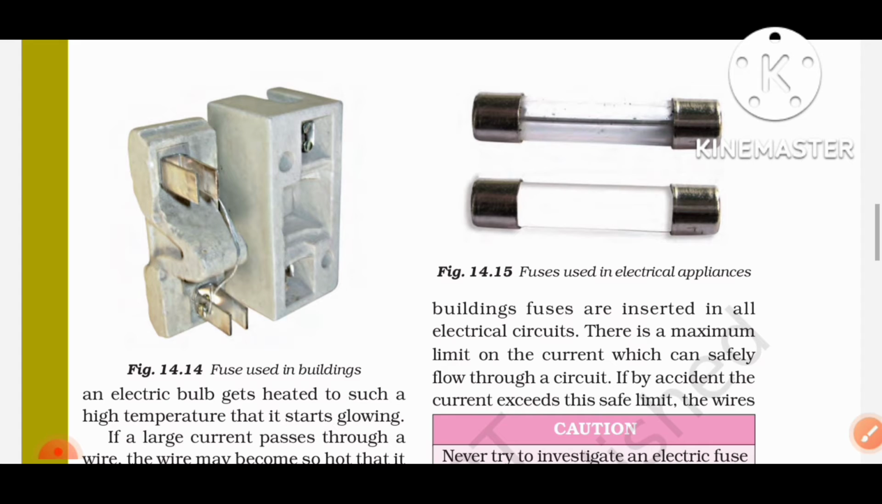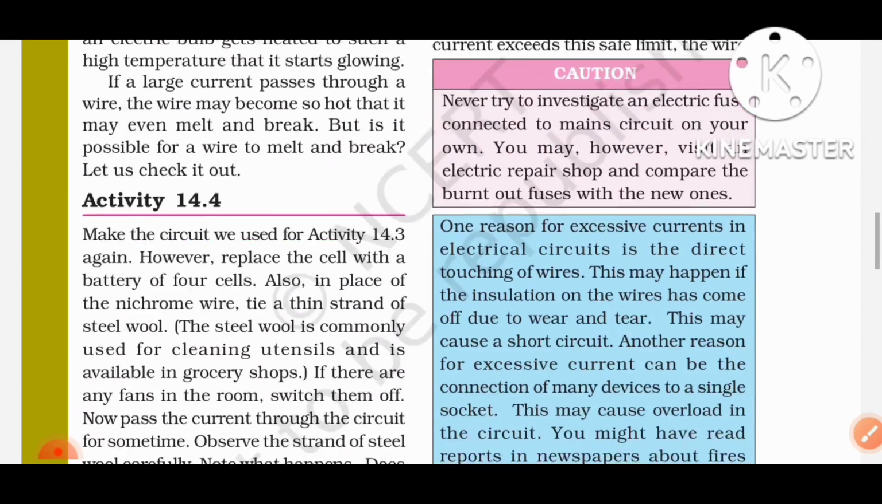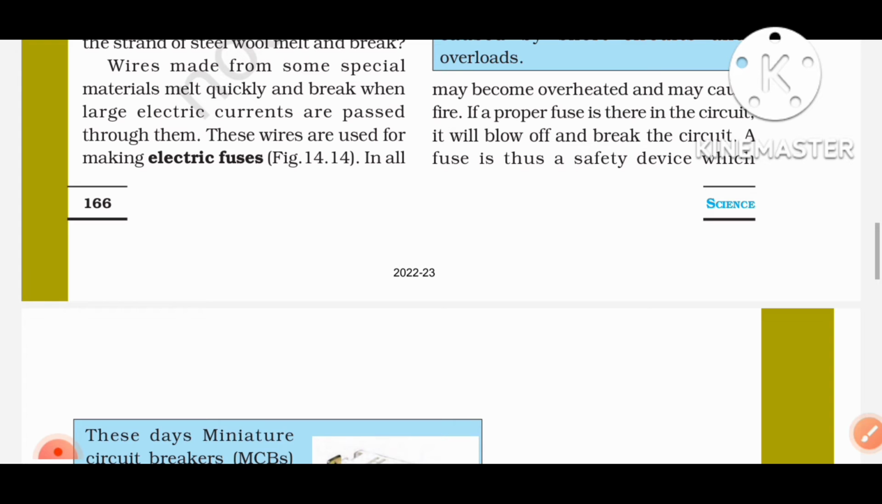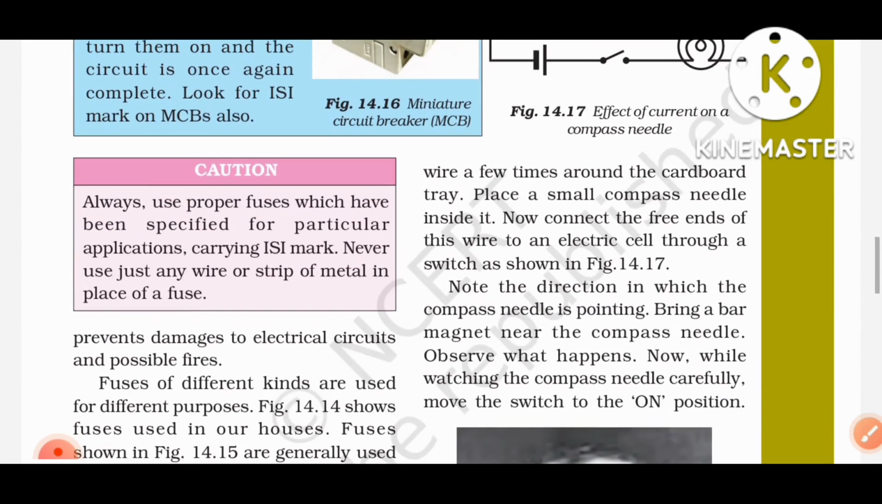There is a maximum limit on the current which can safely flow through a circuit. If by accident the current exceeds this safe limit, the wire may become overheated and may cause fire. If a proper fuse is there in the circuit, it will blow off and break the circuit. A fuse is thus a safety device which prevents damage to electrical circuits and possible fire.